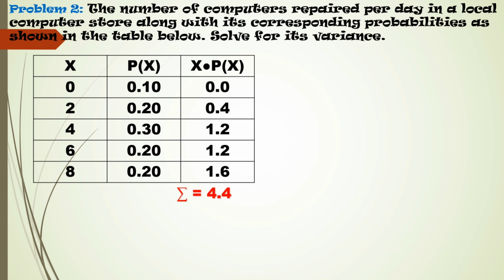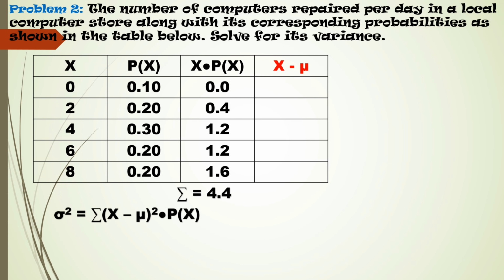To solve for the variance of the probability distribution, we will use the formula sigma squared equals the summation of quantity x minus mu squared times p of x. To continue, we will add one column for x minus mean. 0 minus 4.4 equals negative 4.4. 2 minus 4.4 equals negative 2.4. 4 minus 4.4 equals negative 0.4. 6 minus 4.4 equals 1.6. 8 minus 4.4 equals 3.6.